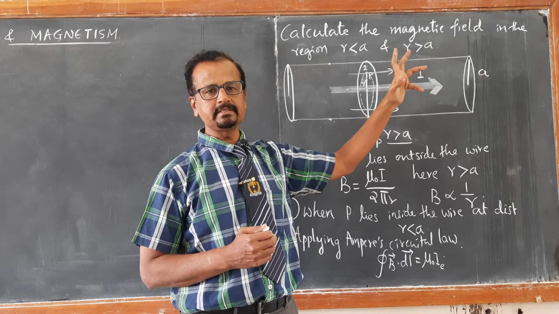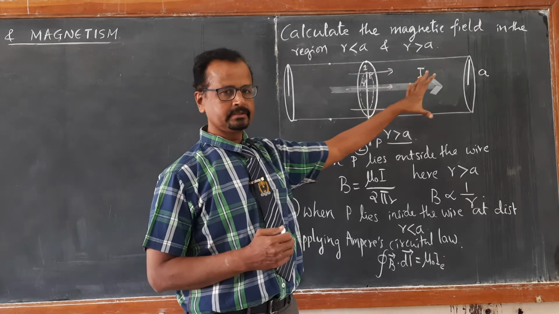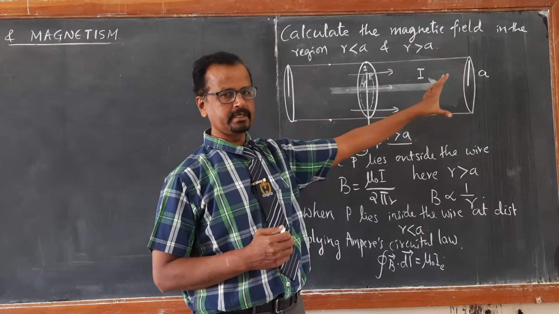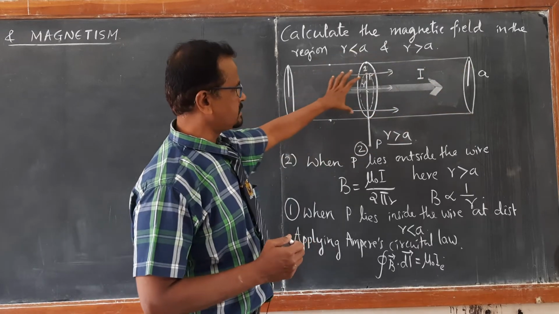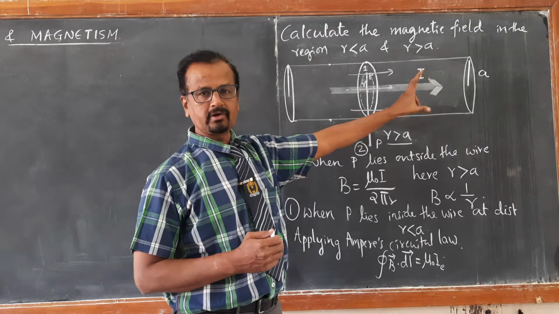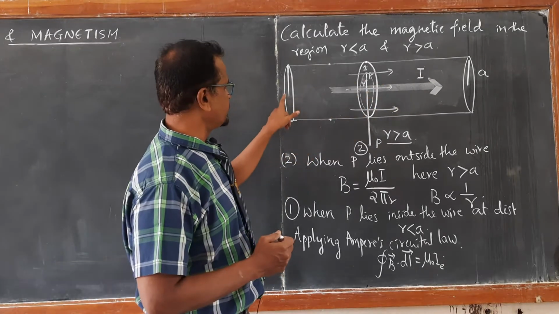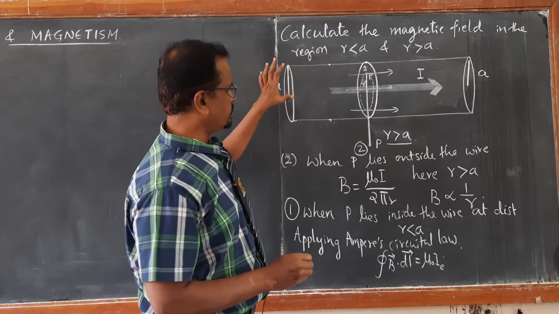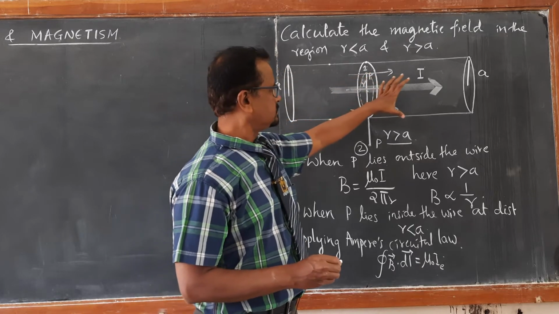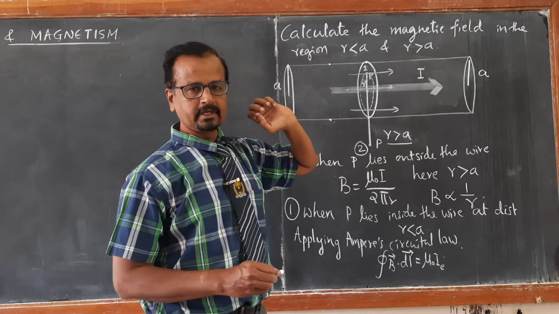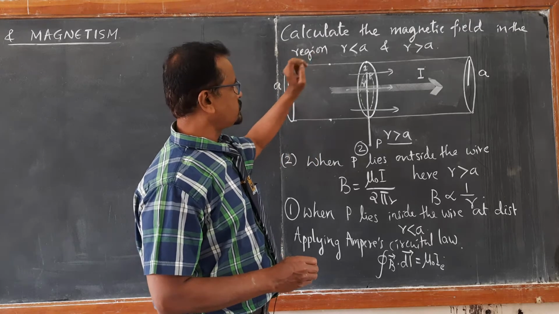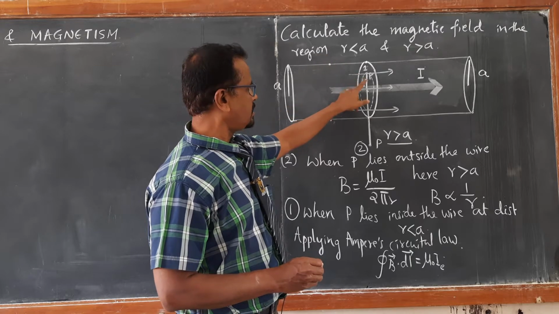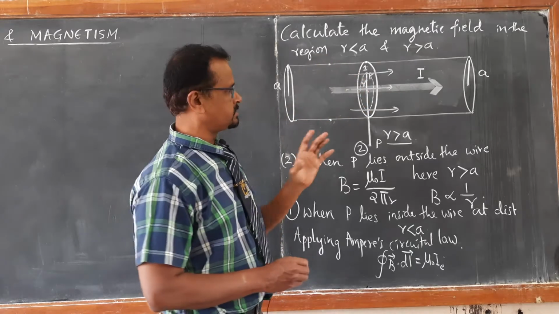A long wire is there which is carrying the current. The current is uniformly distributed throughout the cross sectional area of the wire, and the wire has a circular cross sectional area with radius A. You are asked to calculate what is the magnetic field in the region R less than A, where A is the radius.